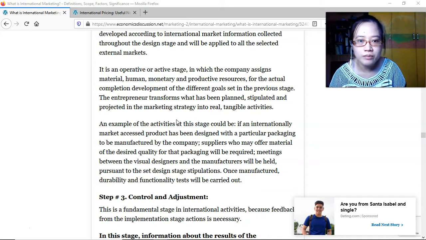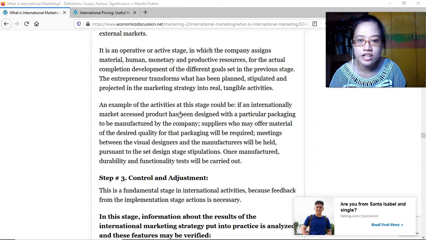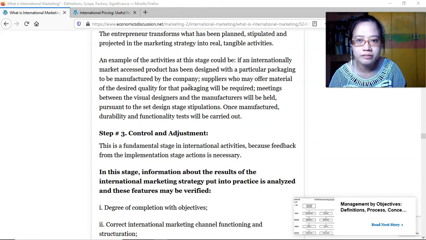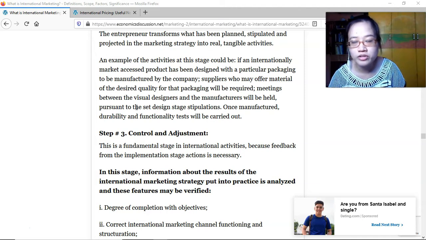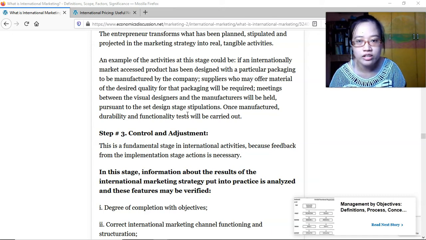Okay. An example of the activities at this stage could be: if an internationally marketed product has been designed with a particular packaging to be manufactured by the company, suppliers who may offer material of the desired quality for that packaging will be required. Meetings between visual designers and the manufacturers will be held pursuant to the set design stage stipulations. Then, once manufactured, durability and functionality tests will be carried out on the prototype.